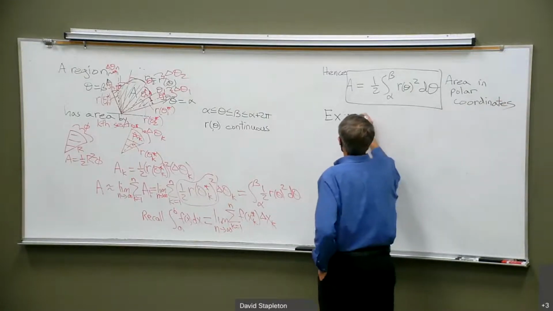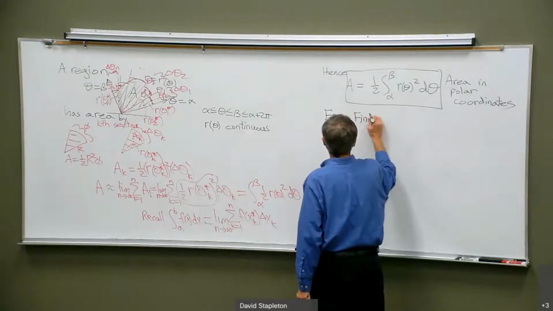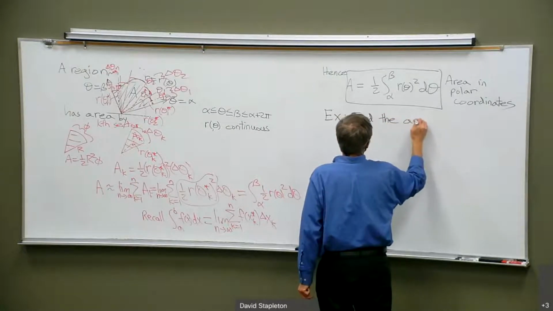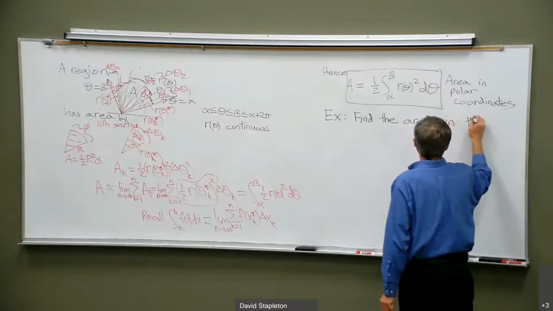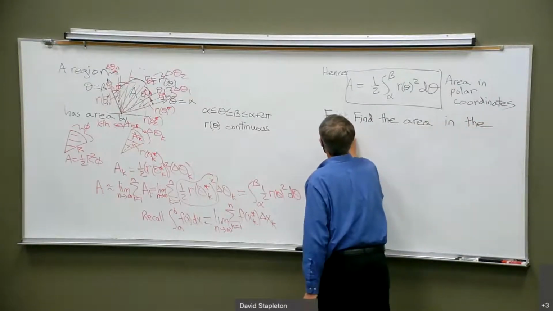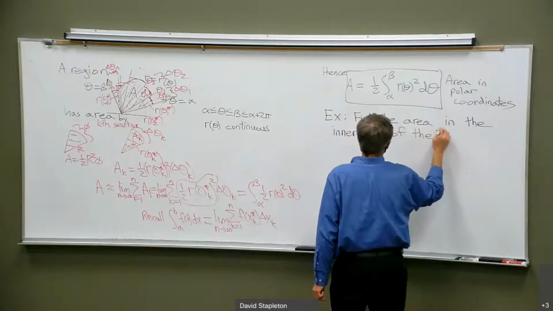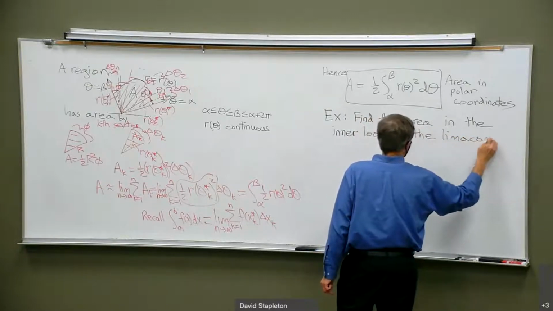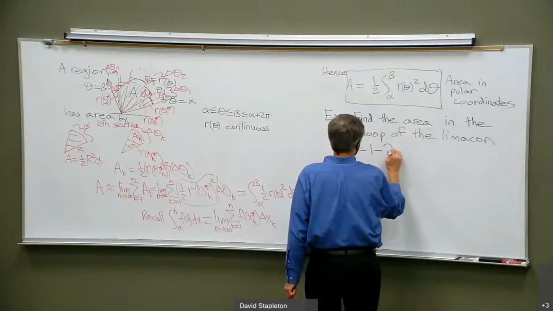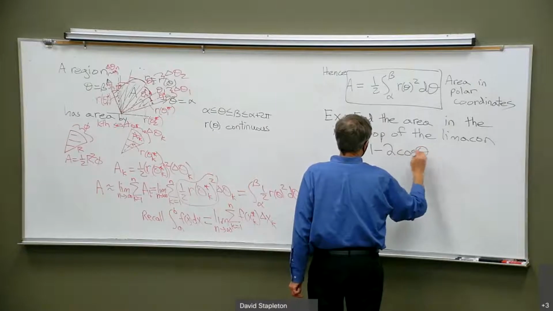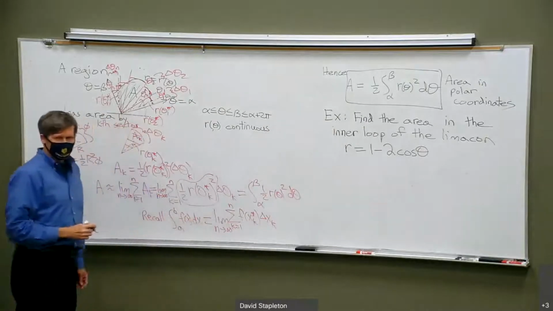Now here's the first example. There's a bunch of really neat examples here. Find the area in the inner loop of the limaçon of the loop r equals 1 minus 2 cosine theta. How about that? What does that mean? You have to draw it to see.